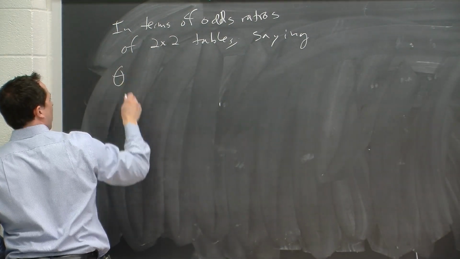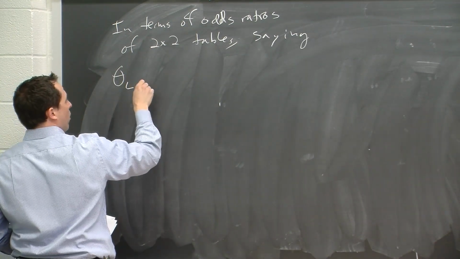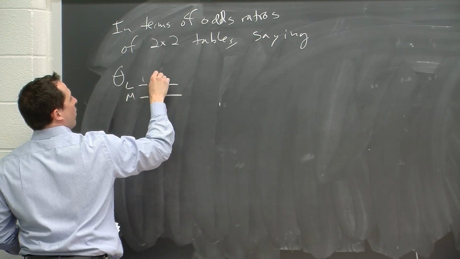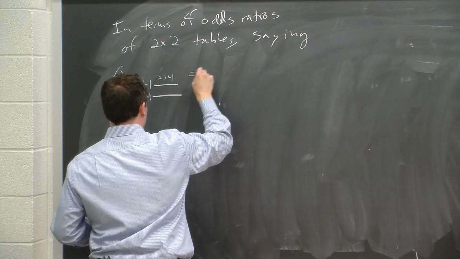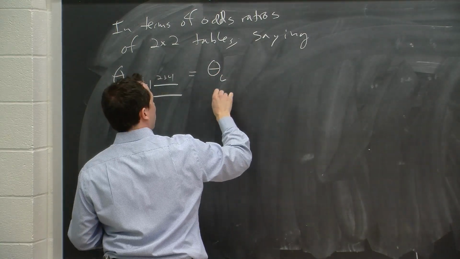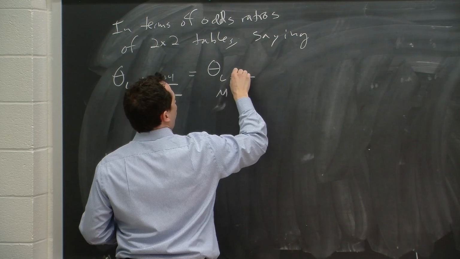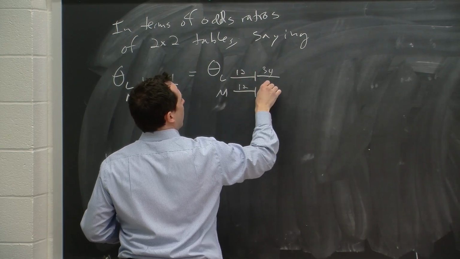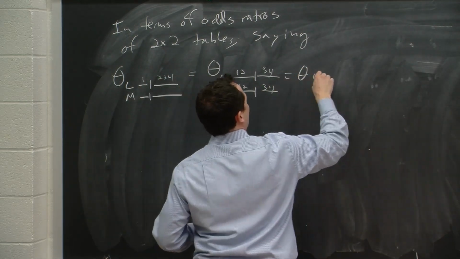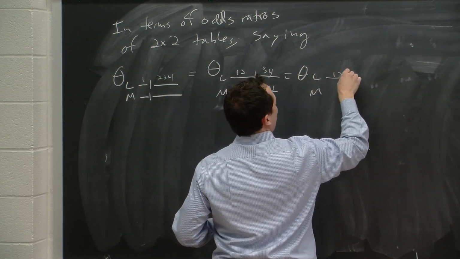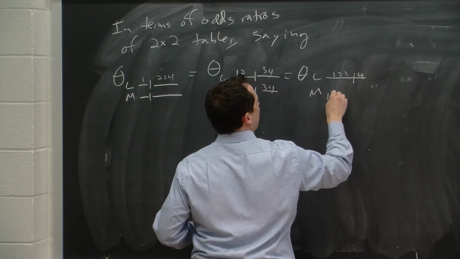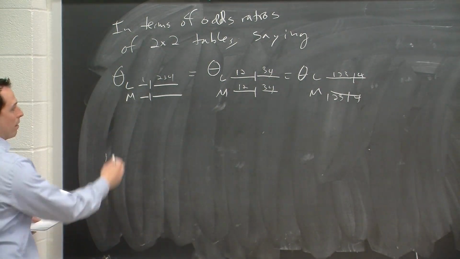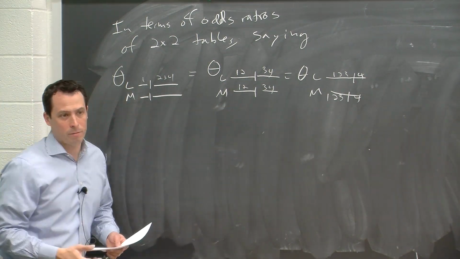We're saying that the theta for, say, low versus medium, that's 1 versus 2, 3, 4, is equal to the theta for low versus medium, 1, 2 versus 3, 4, which equals the theta for low versus medium, 1, 2, 3 versus 4. And similarly, if I replace M with H.